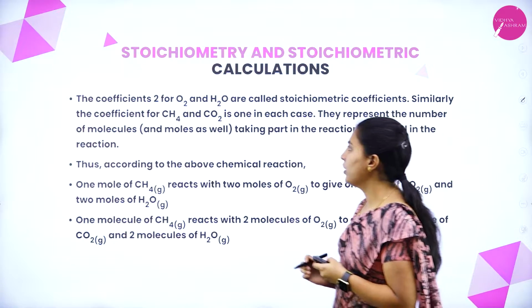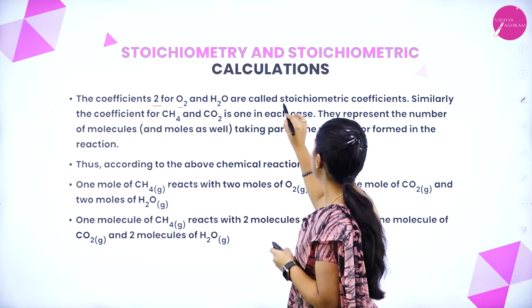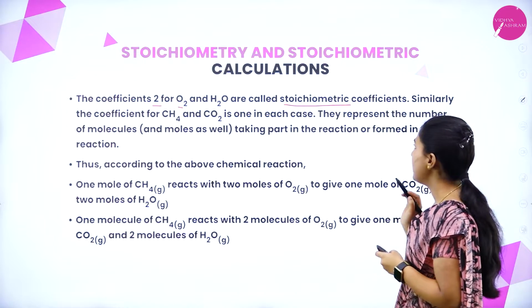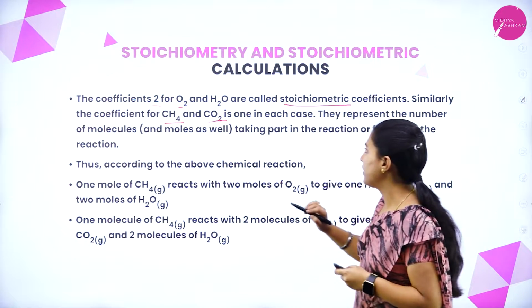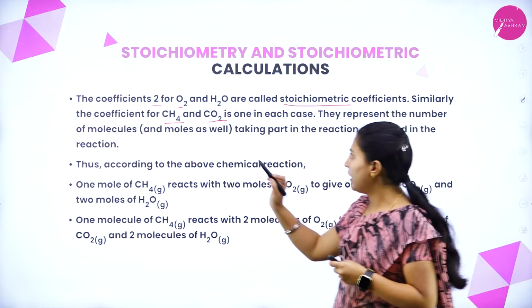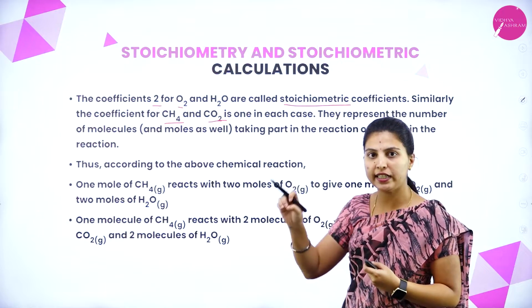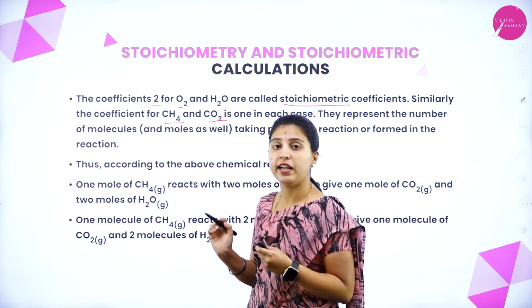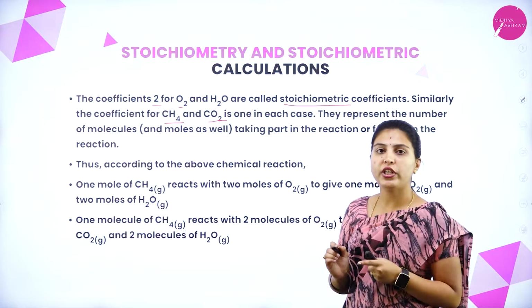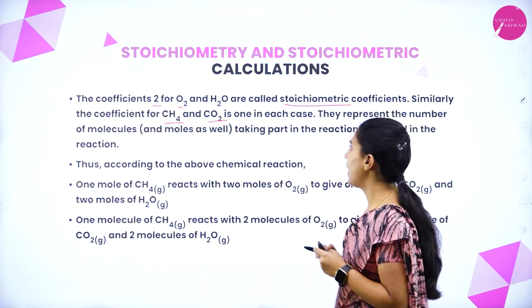Okay. Next, the coefficients 2 for O2 and H2O are called stoichiometric coefficients. Similarly, the coefficient for methane and carbon dioxide is 1 in each case. See here, they have given 2 for oxygen. That time you have to note that number only. If nothing is there, for example before CH4 nothing is there, then you have to consider the stoichiometric coefficient to be 1 for both methane and carbon dioxide.